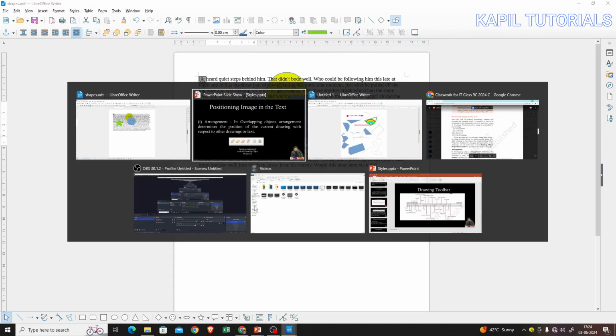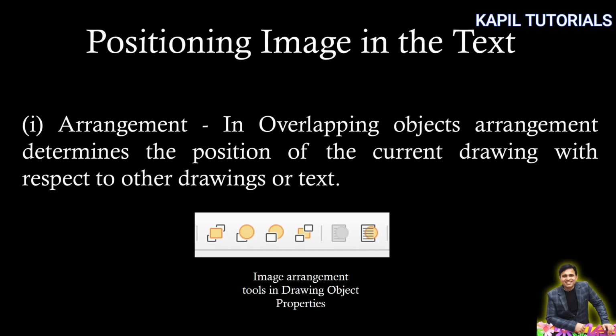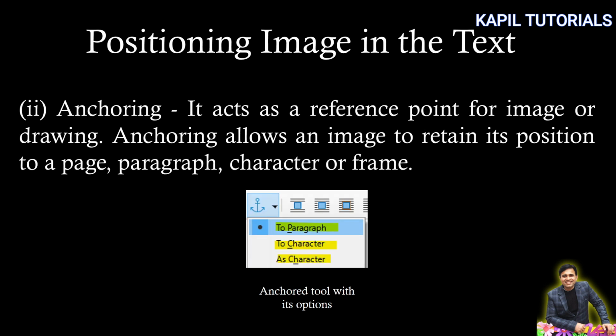Going to the next topic. Arrangement I have already told you. Next topic, anchoring. It acts as a reference point for an image or drawing. Anchoring allows an image to retain its position to a page, paragraph, character, or frame. So we'll go through these options.